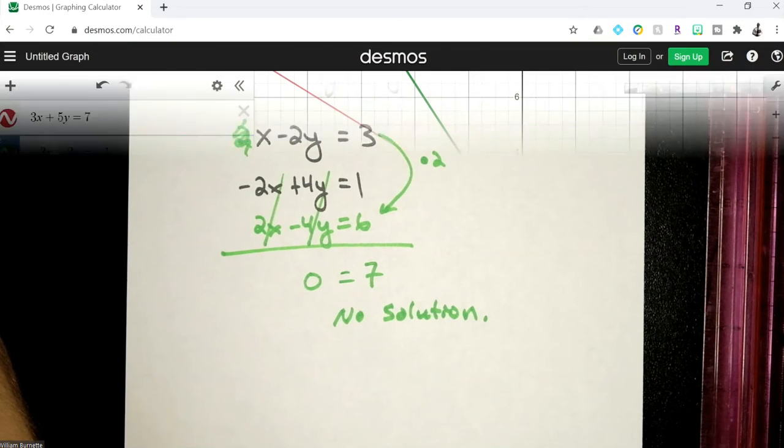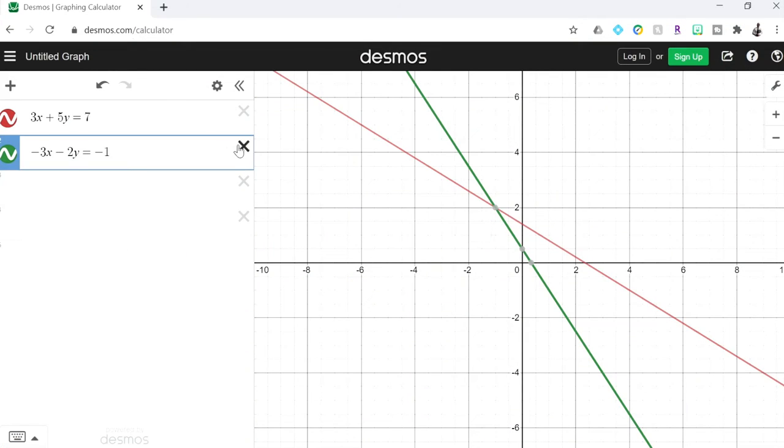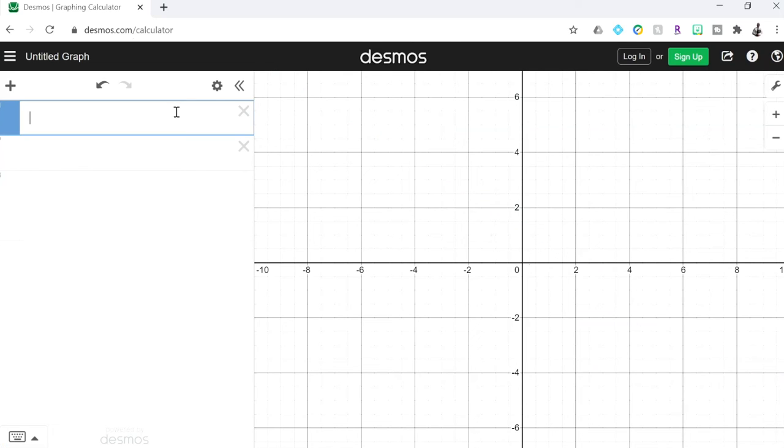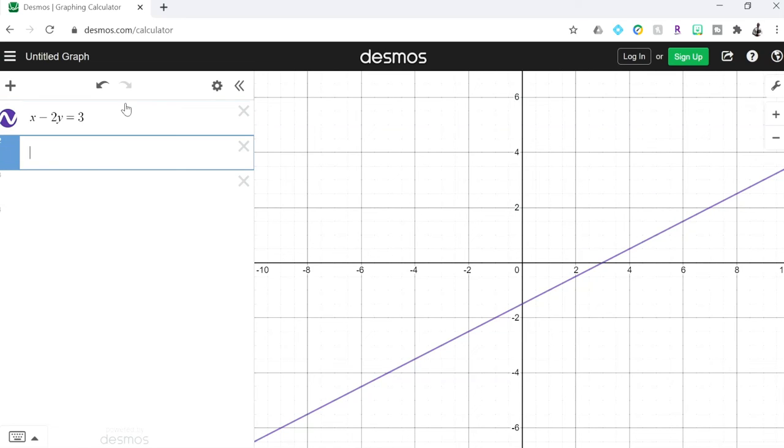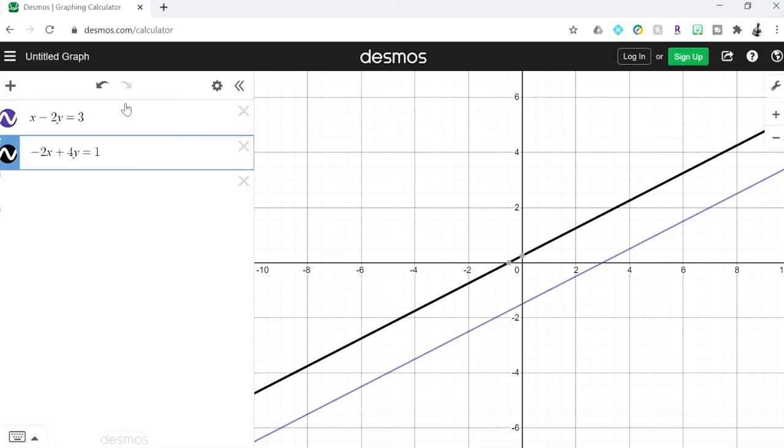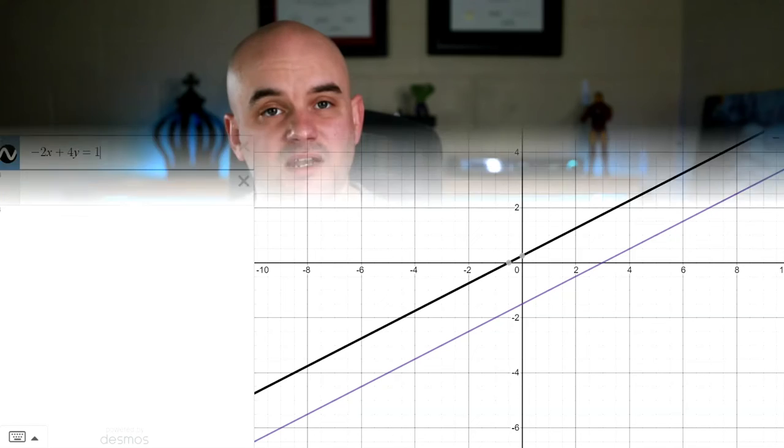So we're going to switch here to Desmos. That's what I had up earlier. Let's put in these graphs. So we get x minus 2y is equal to 3. And you could solve this by graphing and get the same thing that we just got here, no solution. Negative 2x plus 4y is equal to 1. So look, where do they cross here?